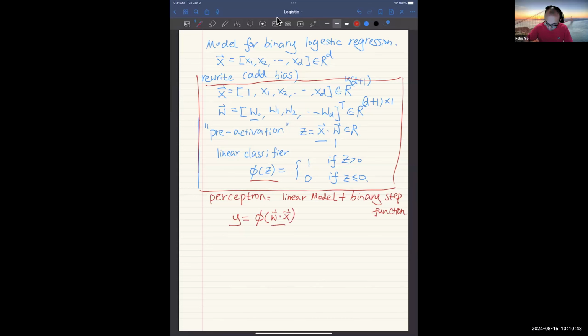So this is a linear model. This is a binary step function. This phi has another name, as I said, and here we call it pre-activation. The reason we call it that is because this phi is also called an activation function. Of course, there are multiple other activation functions. This binary step function is the first one that we have encountered. The parameter that we're interested in is the W.